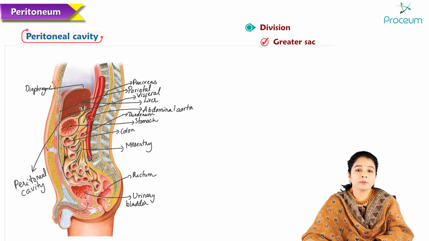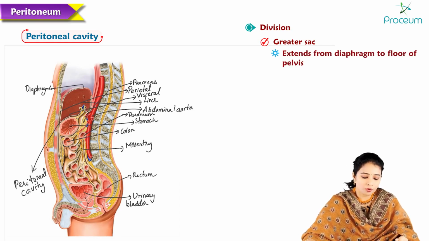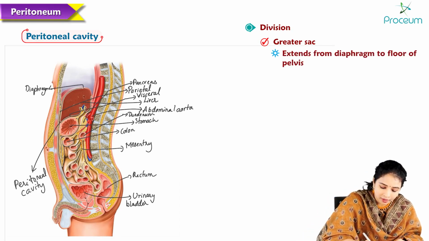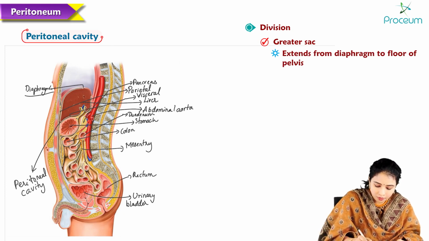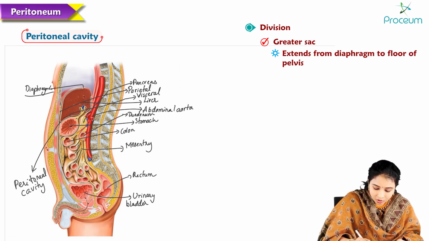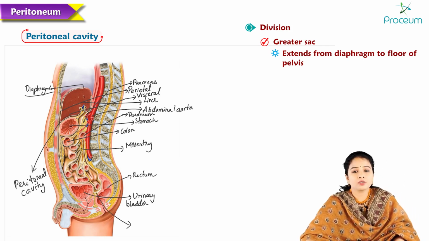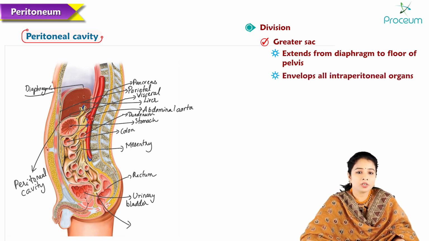Greater sac, which is the main peritoneal cavity, extends from the diaphragm to the floor of pelvis. So from the diaphragm above till the floor of pelvis, that is along the upper border of the urinary bladder and Douglas pouch or the rectovesical pouch. So till this dependent area it extends. So that is the extension of greater sac, and it envelops all the intraperitoneal organs.